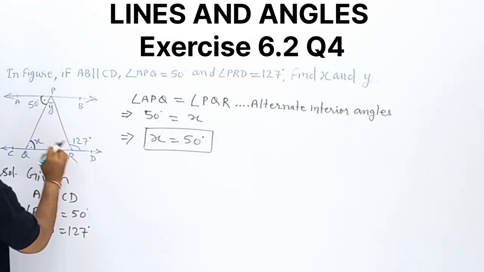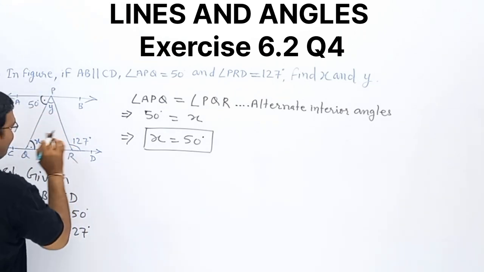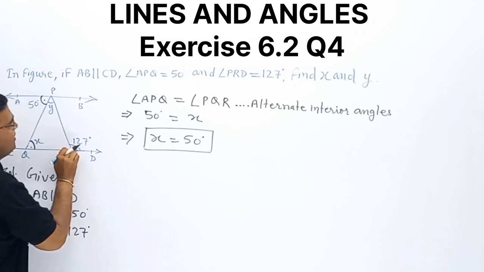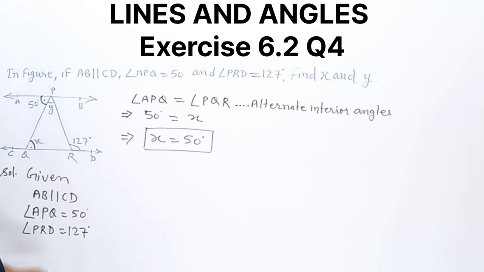This is the triangle and this is the exterior angle of this triangle. We studied one property of a triangle: this exterior angle will be the sum of the interior angles of a triangle. So by using that property we can find the answer of y.